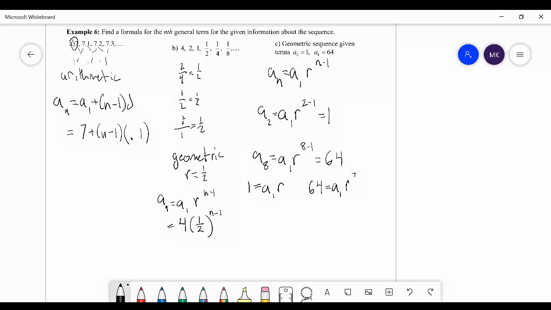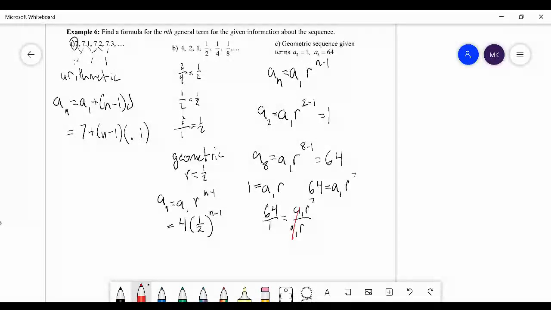Now, if you remember, this is a very, very similar problem. If I said find the exponential function that goes through the point 1, 1 and 7, 64, we would solve this in the exact same way. We want to find the equation with the lower exponent, which in this case is our first equation, and divide the other equation by that. So we get 64 over 1 equals a1 r to the 7th over a1 r.